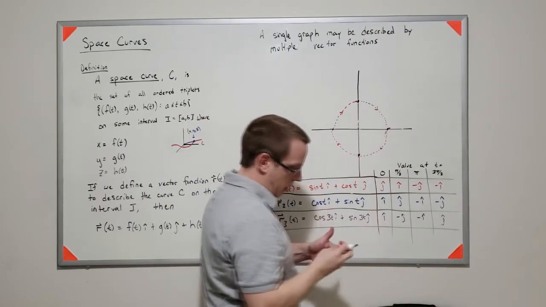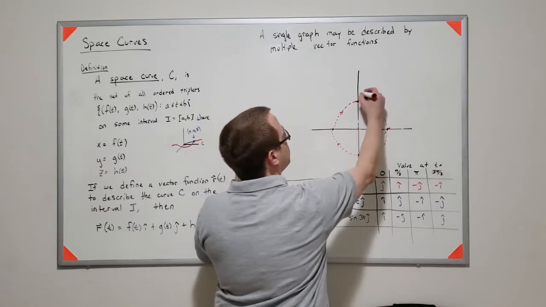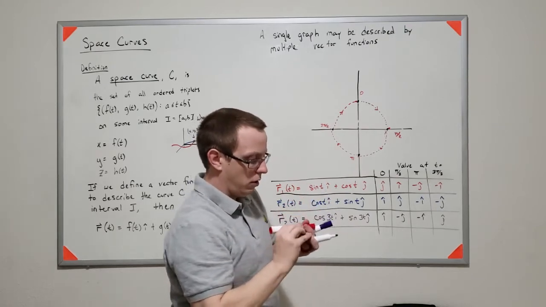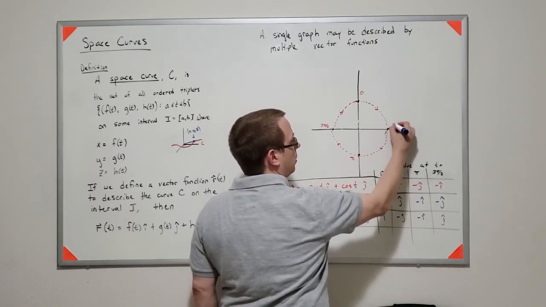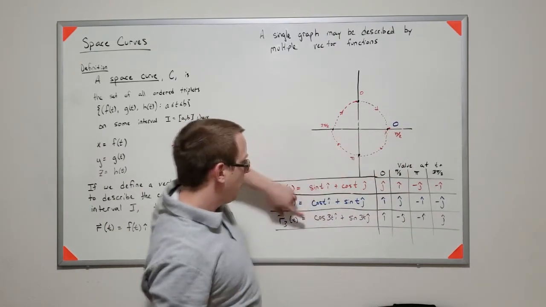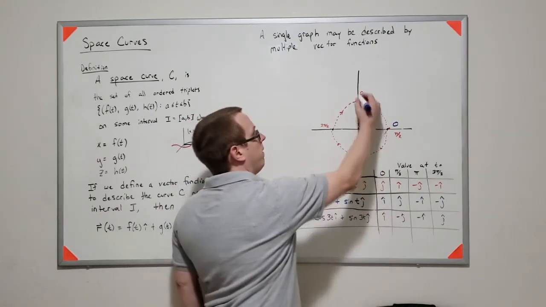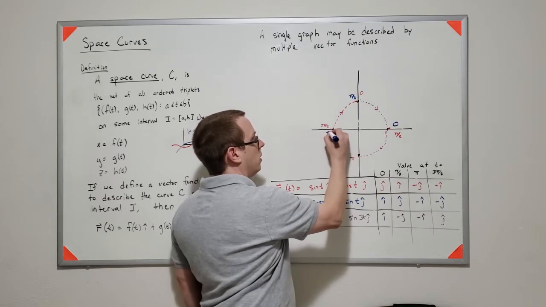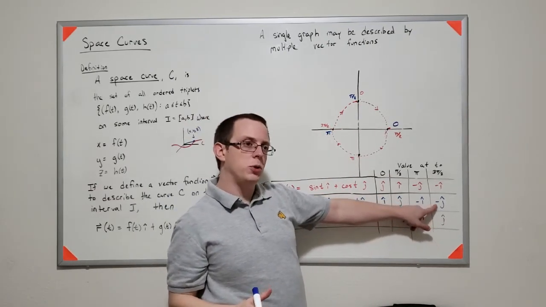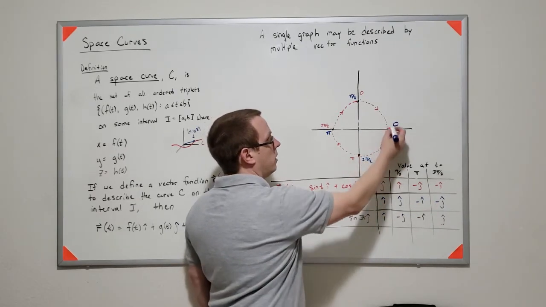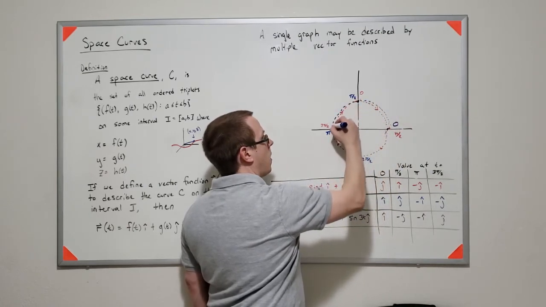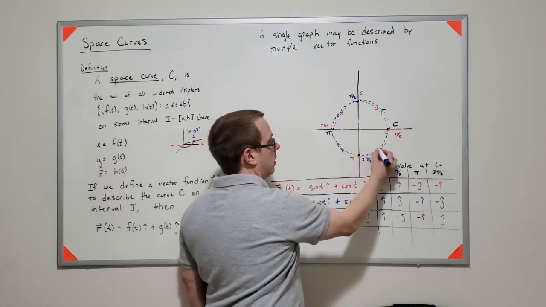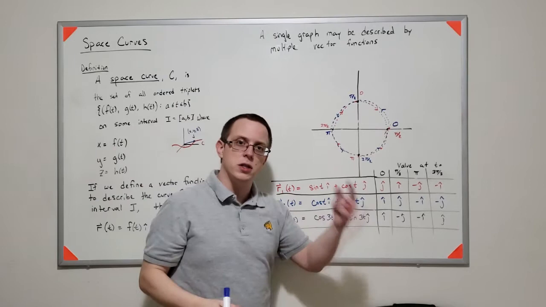Let me make some adjustments here. So this is time 0, pi over 2, pi, 3 pi over 2. But here, on this one, we start at i at time 0. And then by the time we get to pi over 2, we've made it up to j. And then by the time we make it to pi, we've made it all the way to negative i. And then by the time we make it to 3 pi over 2, we've made it to negative j. So what we see on this one is a counterclockwise circle that traverses the same graph.